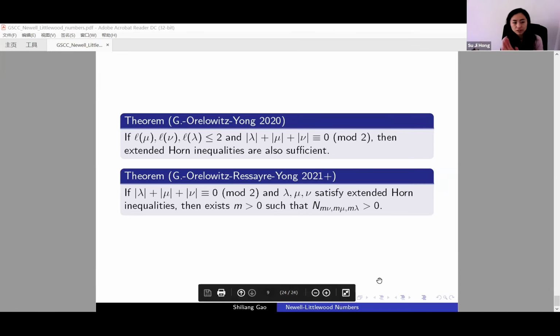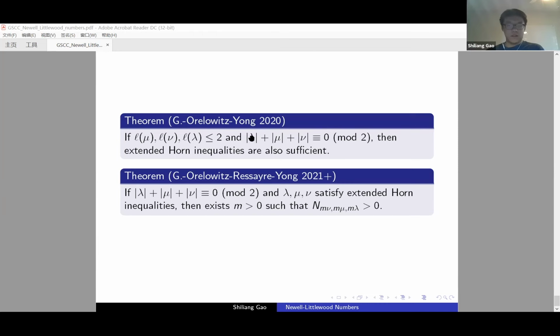Well, I have a question. These two theorems in this slide are based on those sizes adding up to an even number. Have you done anything with the odd case? You mean the size? Yeah. If it's odd, then it's trivially 0.